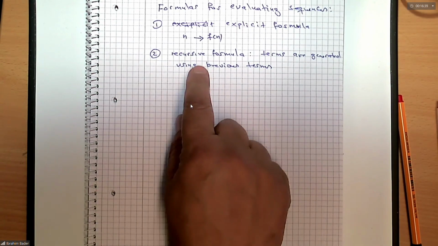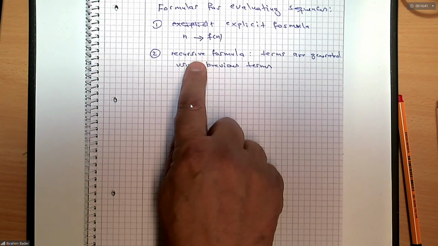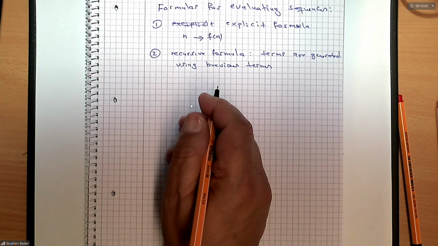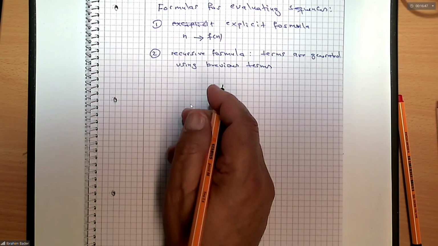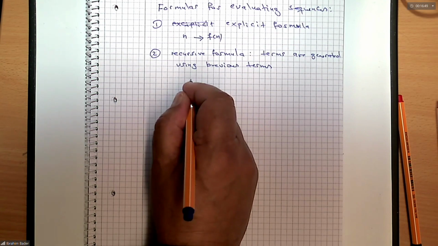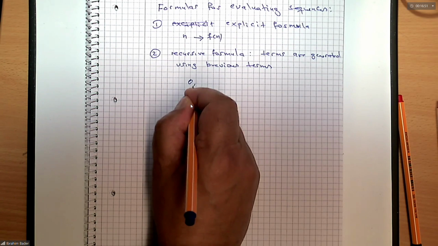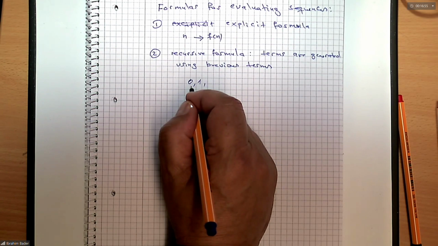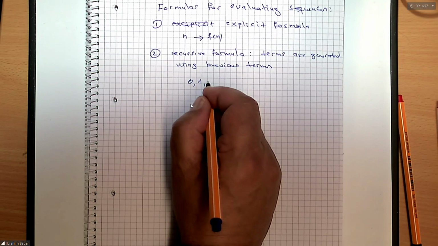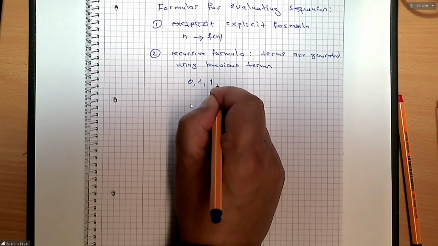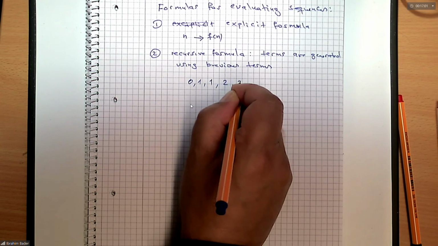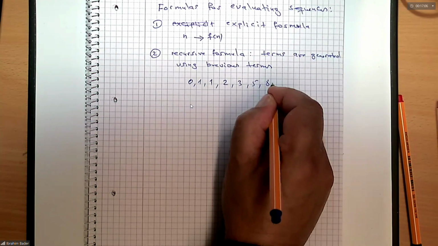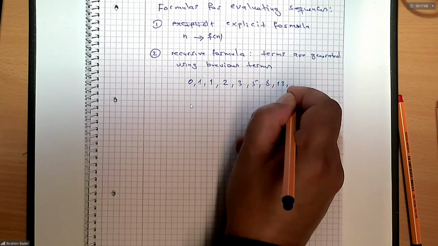So the Fibonacci sequence is defined recursively. What does recursively mean? You will assume, for instance, the Fibonacci sequence starts with 0, 1. Then you add the two previous numbers. What will come next? 1, 2, 3, 5, 8, 13, and so on.